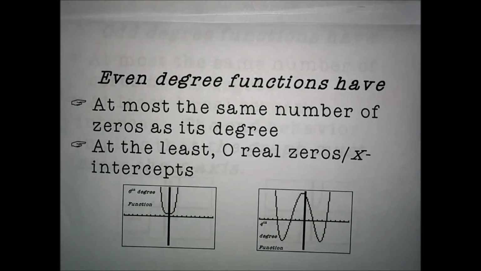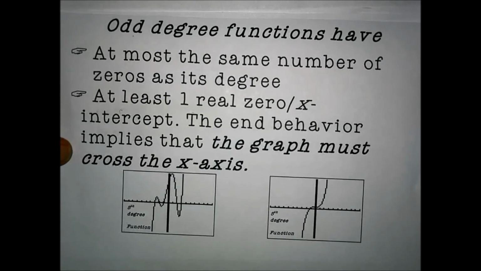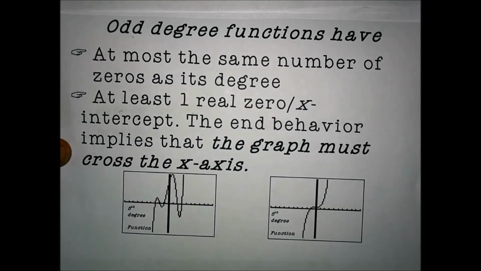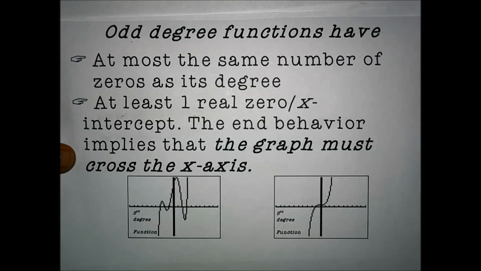Even degree functions can have 0 real zeros and can have the same number of zeros as the degree, and really any number of zeros in between. Odd degree functions can also have the same number of zeros as the degree. It can have a less number of zeros than degree, but it has to have at least one zero because of the end behavior. It has to cross the x-axis.